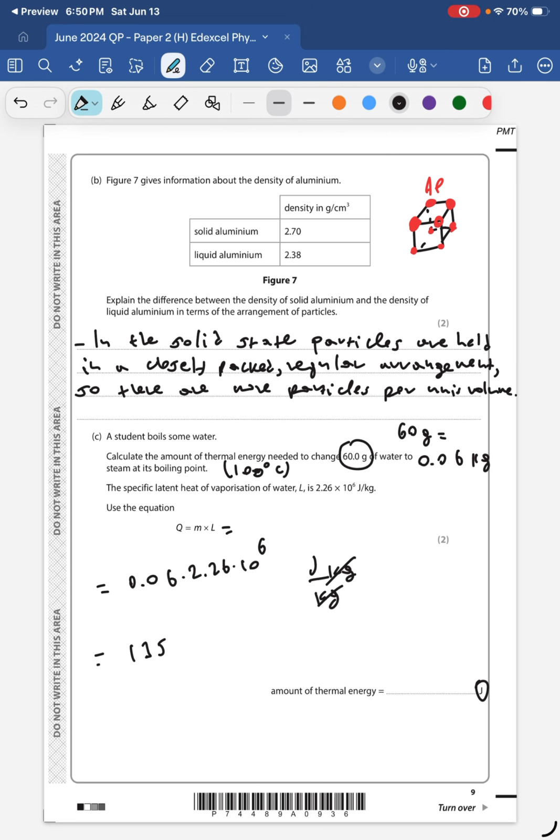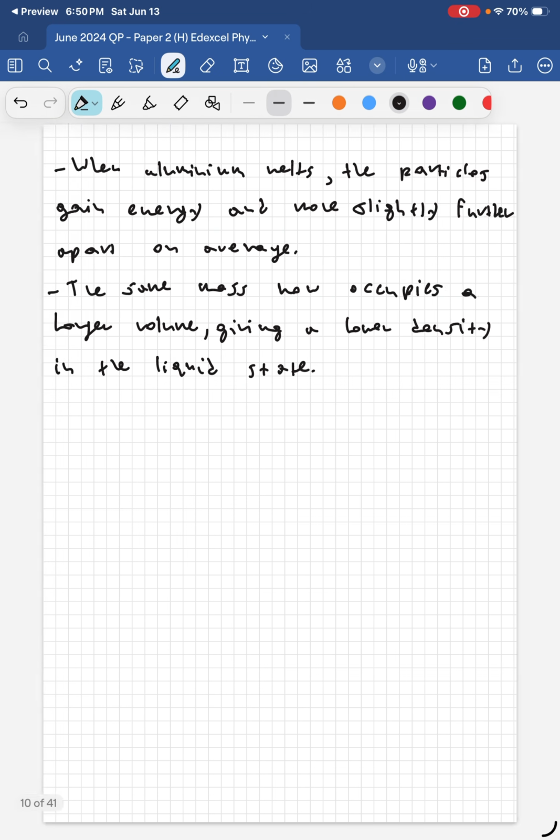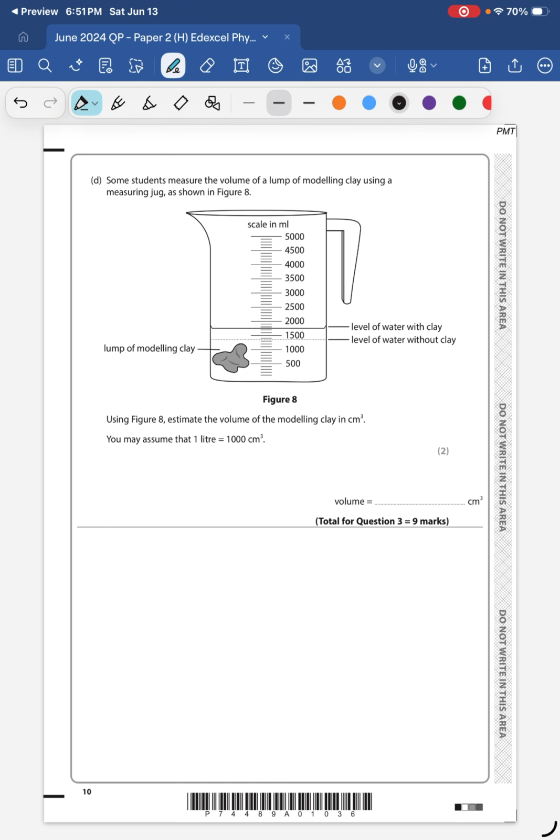So the answer is 135,600 joules. Okay, moving on. D. Some students measure the volume of a lump of modeling clay using a measuring jug as shown in figure 8. Using figure 8, estimate the volume of the modeling clay in cubic centimeters. You may assume that 1 liter is 1,000 cubic centimeters.